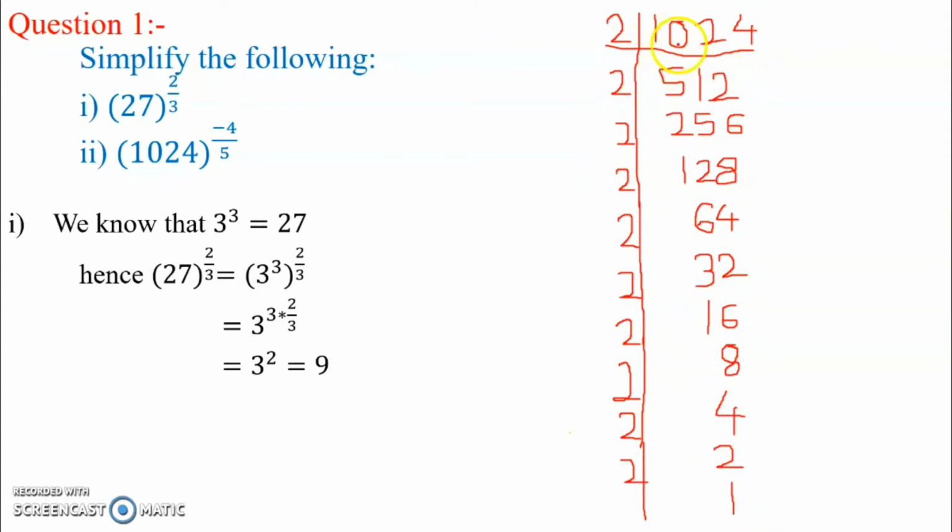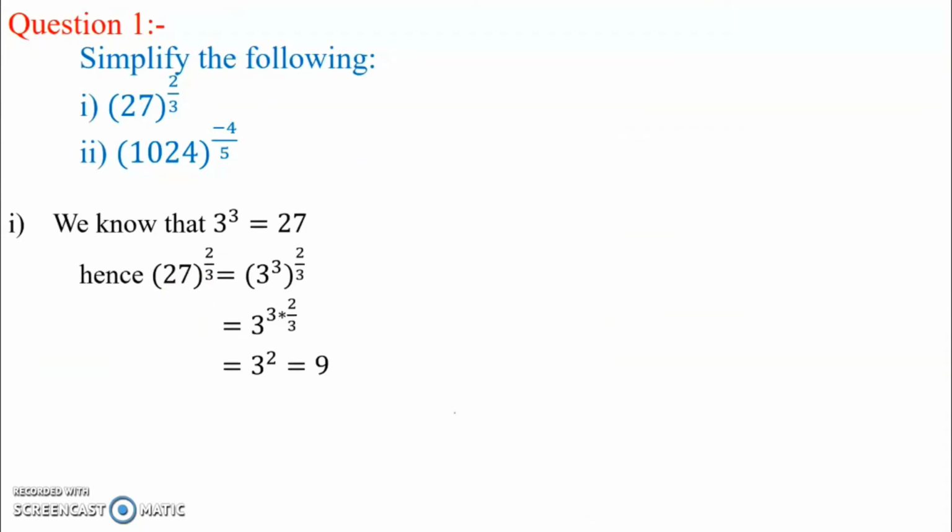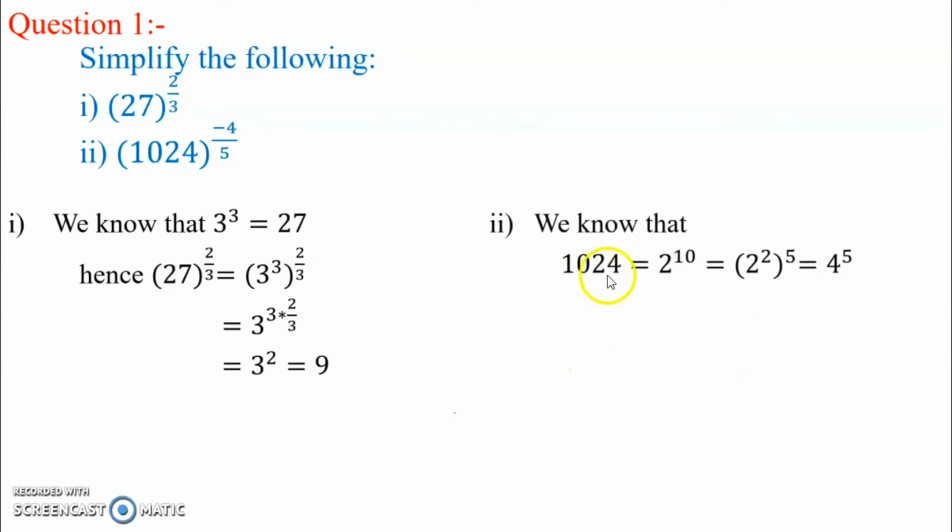And how can you write this 1024? This 1024 is nothing but 2 into 2 into 2 into 2, how many times? You can see this is 10 times. So 1024 will be equal to 2 raised to 10. Already we have seen the factorization. Now this 2 raised to 10 can be written as 2 raised to 2 whole raised to 5, since 2 into 5 will give you 10.